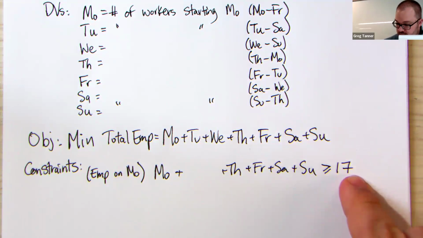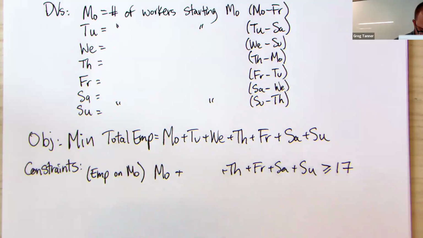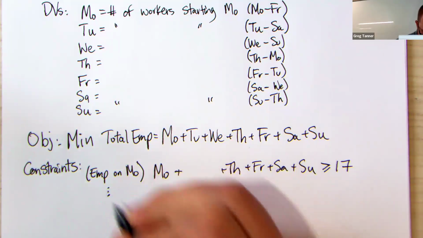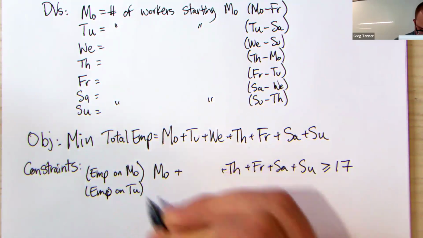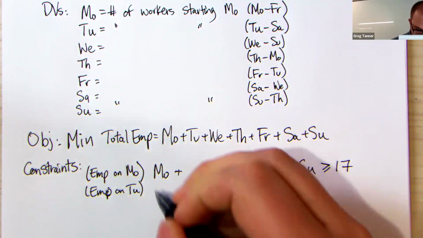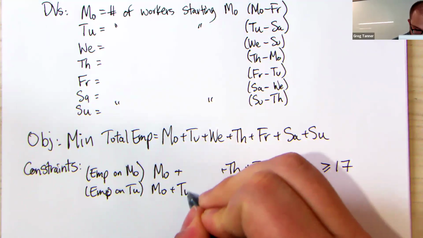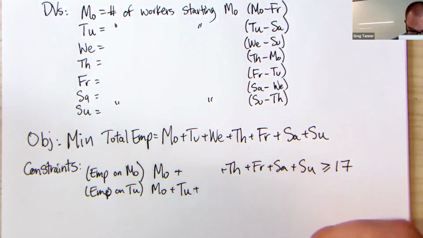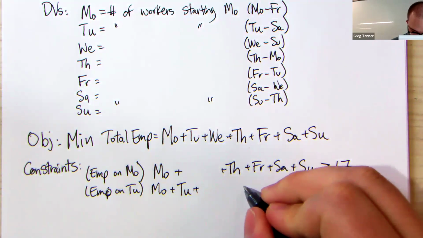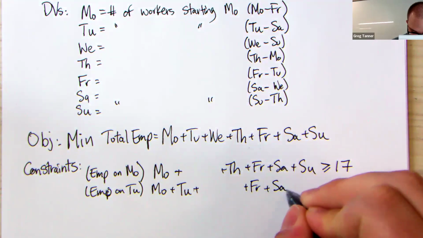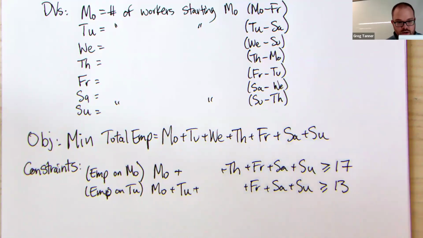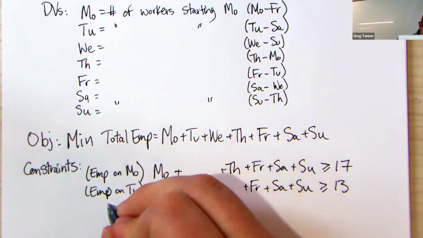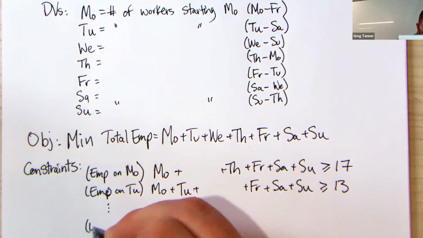We can repeat it for the other days of the week. Here, I'll do one more. So employees on Tuesday. If you start on Monday, you're still working on Tuesday. If you start on Tuesday, you're working on Tuesday. But Wednesday and Thursday workers are off on Tuesday. And so then I get Friday, Saturday, and Sunday workers. And that has to be at least 13 workers on Tuesday. Same scenario for the rest of them. I'll do the last one as well.